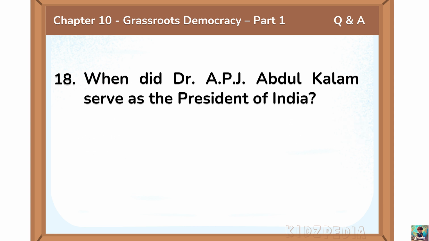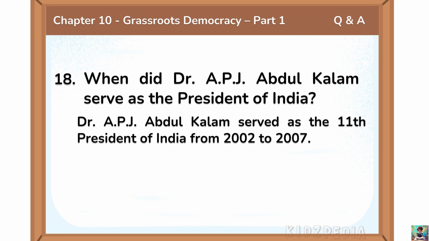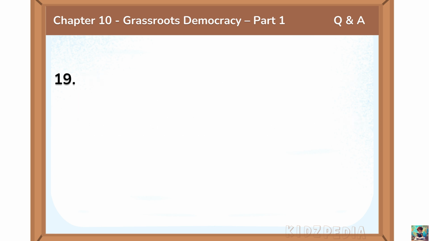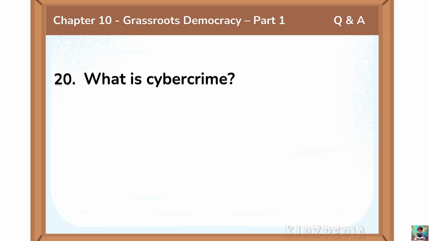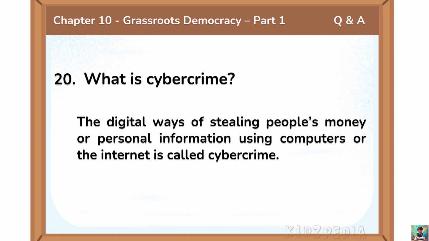When did Dr. APJ Abdul Kalam serve as the President of India? Dr. APJ Abdul Kalam served as the 11th President of India from 2002 to 2007. Define voting. Voting is the process by which people choose their representatives or make decisions by casting their votes during elections. What is cybercrime? The digital ways of stealing people's money or personal information using computers or the internet is called cybercrime.